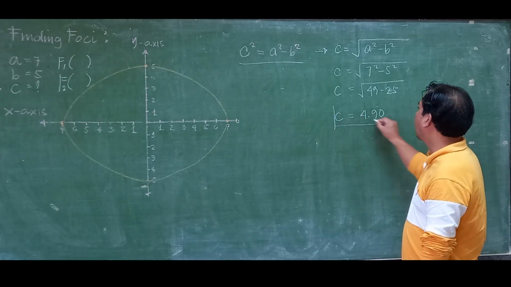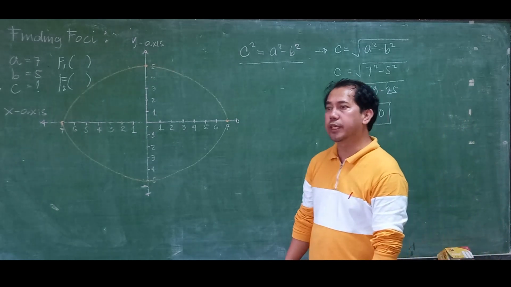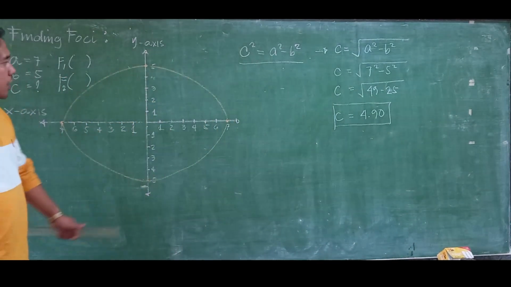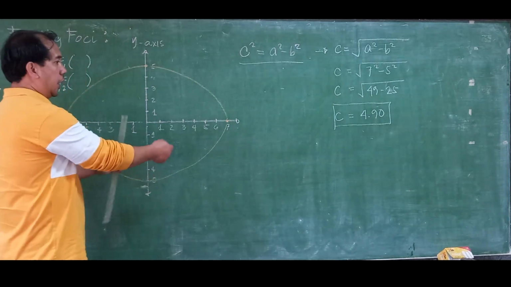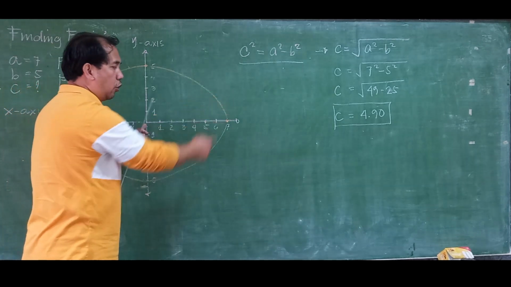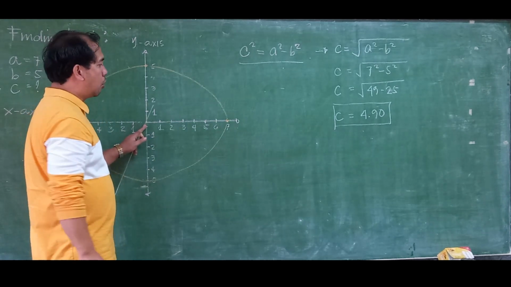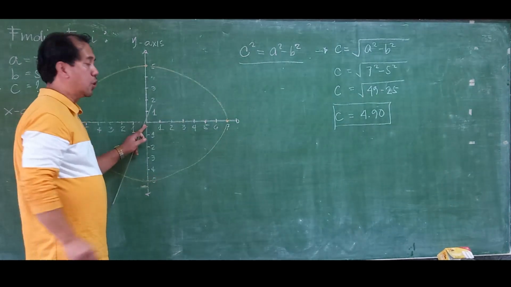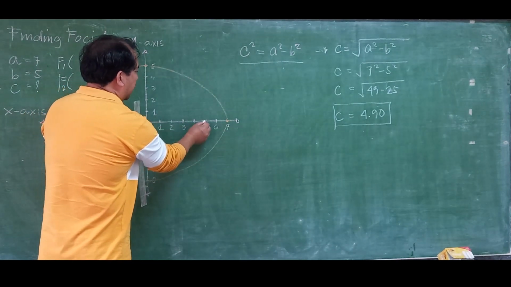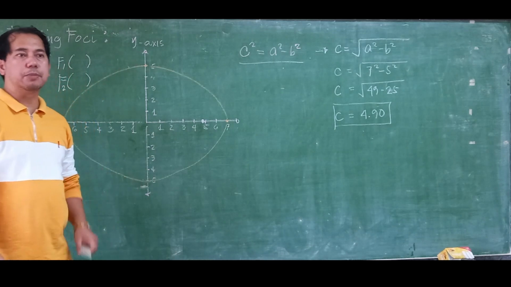Meaning, when we have already the value of C, that's the time we can locate the exact location of the focus. So, where is the focus? It is a measure coming from the center going to the value of C, which is the same as 4.90. More or less, you do not put that one at 5. So that is 0, from the center going to very near 5. So that must be the location.